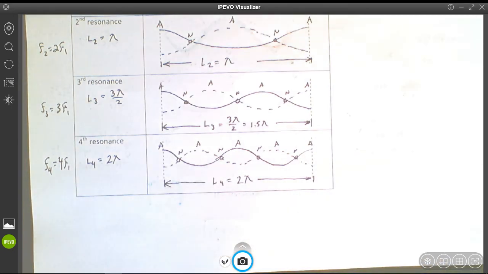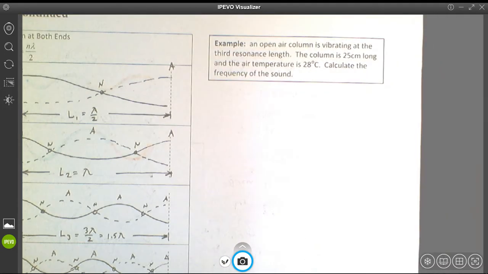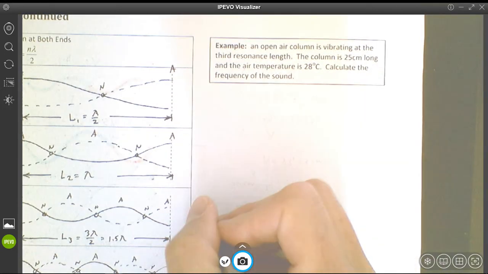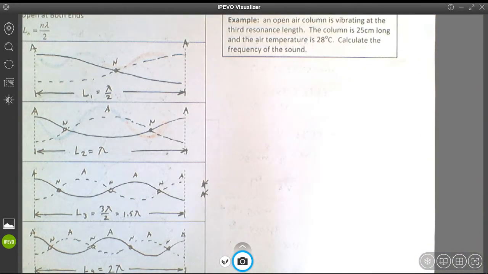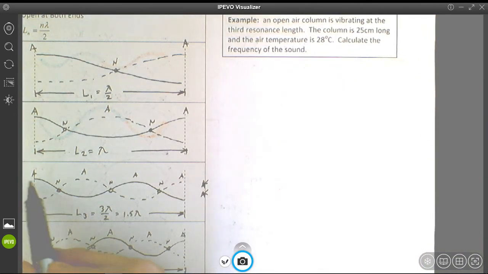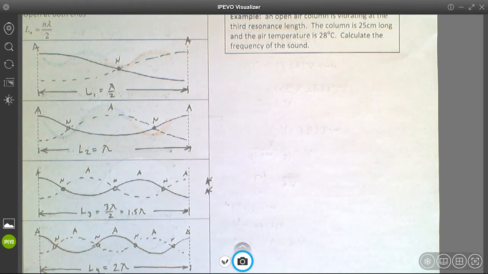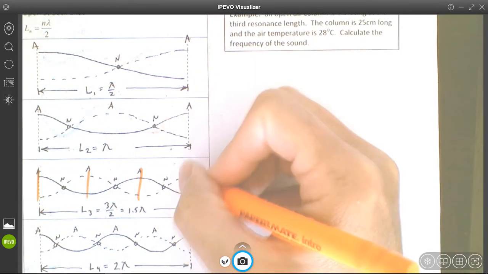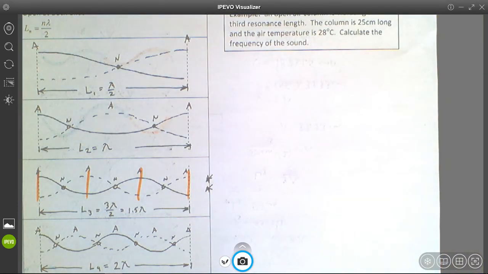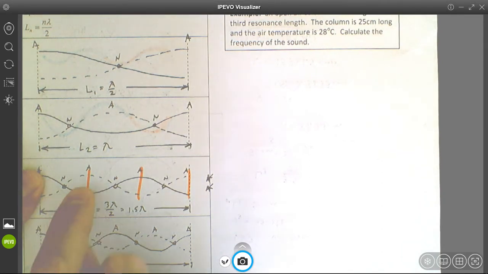So easy. Okay. Example. An open air column is vibrating at the 3rd resonance length. So that's way down here. So this is the situation we're looking at, the 3rd resonance length. Again, you can even recognize the 3rd resonance length because it starts in an antinode. There's the 1st, 2nd, 3rd resonance length, right? Because they have to be at antinodes. So that's another way to count them. You don't count the first one. You just go 1, 2, 3.